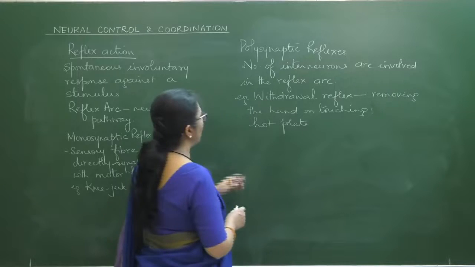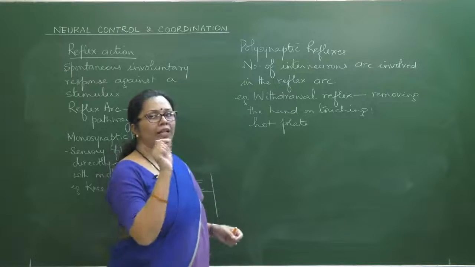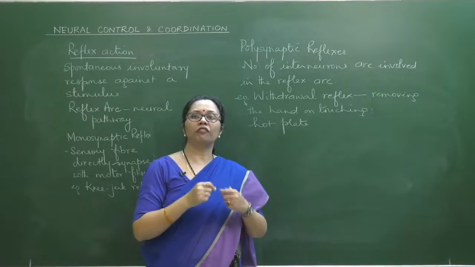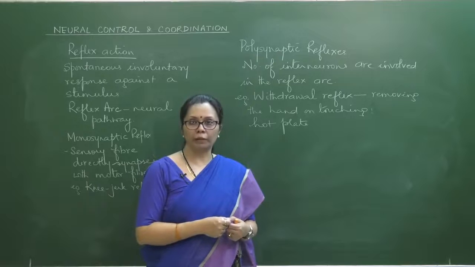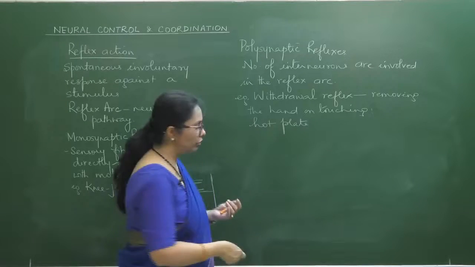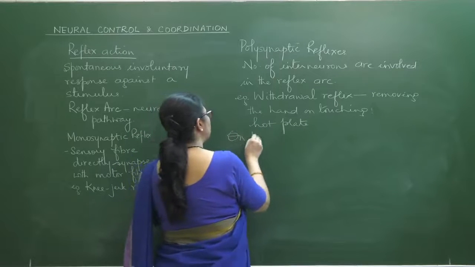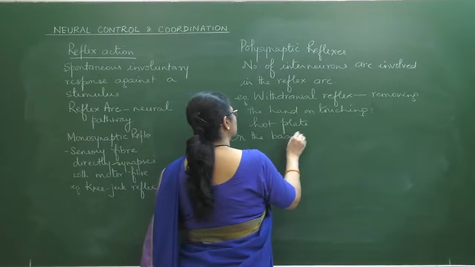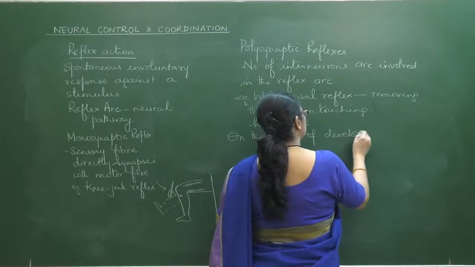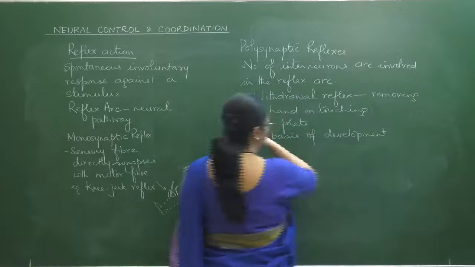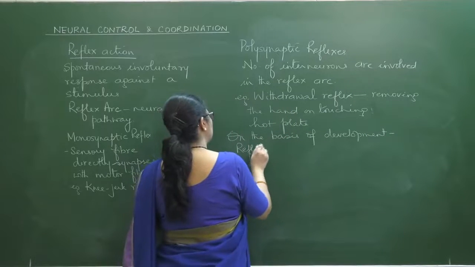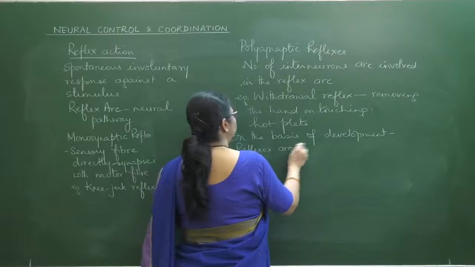Fine. Then coming to one more criterion of reflexes, that is a simple one, on the basis of when the reflex develops, on the basis of development. So there are two types, we can say, one which we are born with. Okay, so on the basis of development, reflexes are of two types.